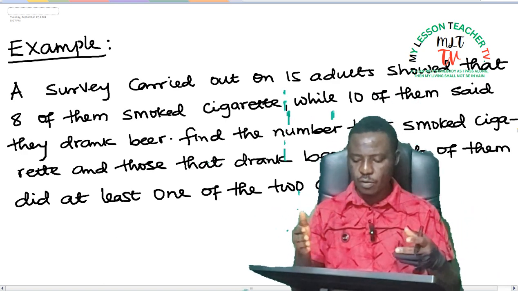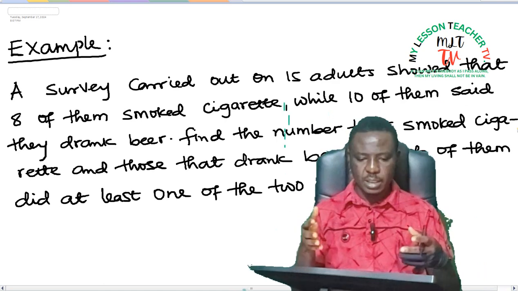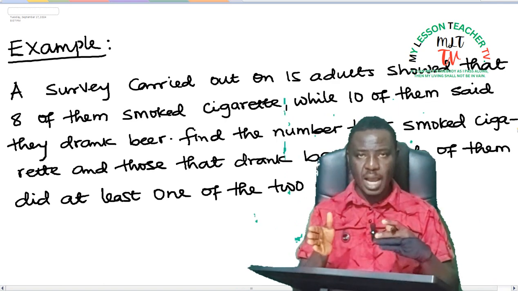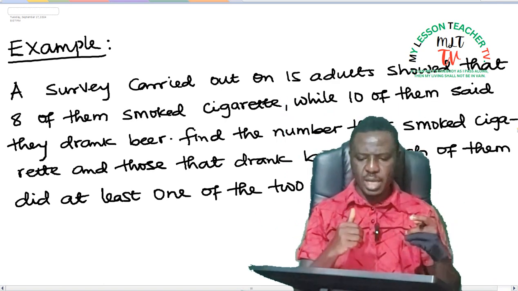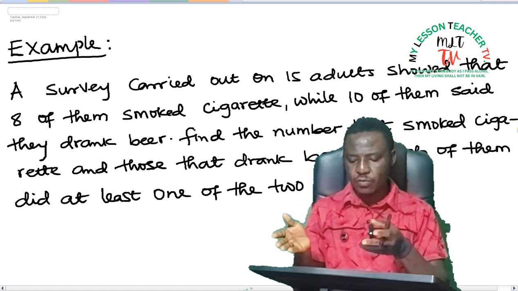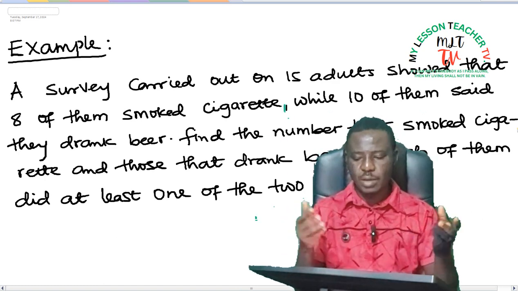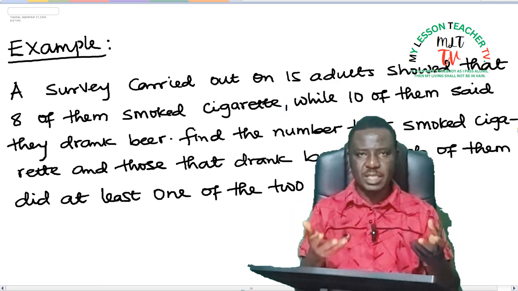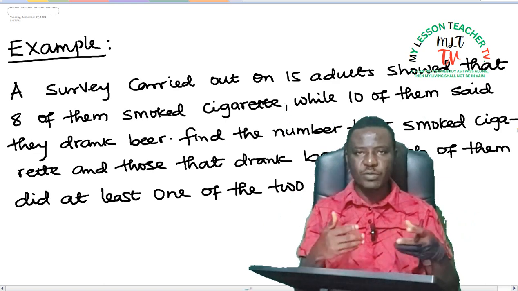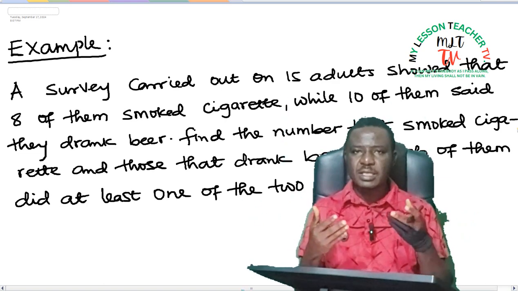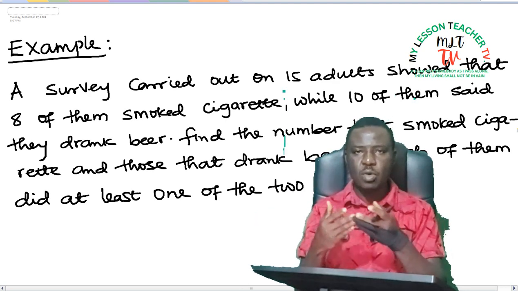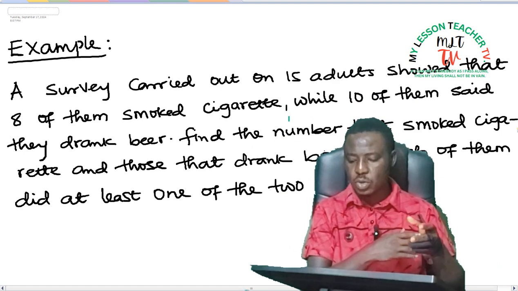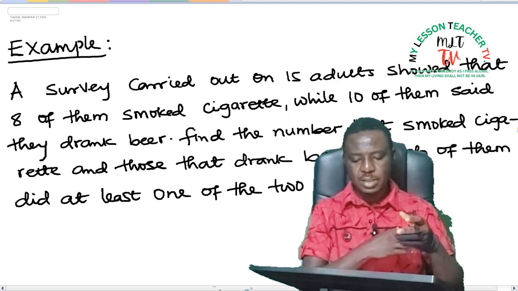And from the statement, it shows that there are some persons that drank beer as well as smoked cigarettes. Reason being that out of 15, 8 of them smoked cigarettes while 12 of them drank beer. So you discover that if you add both of them together, it gives you 18. And the total number of persons is said to be 15. That means there's a particular set of people that smoked cigarettes as well as drank beer. So we're asked to find the number that smoked cigarettes and drank beer.